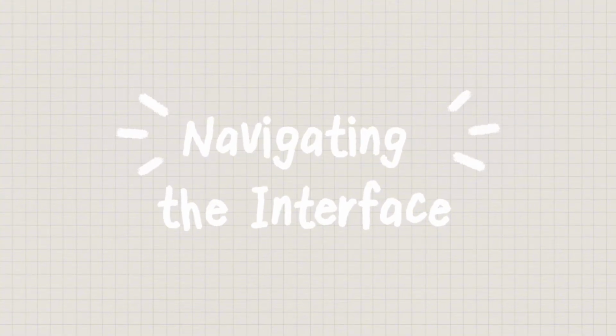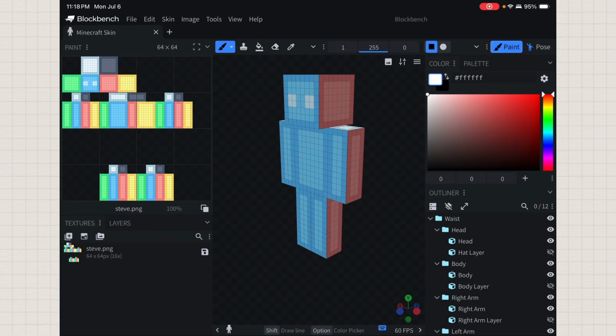Navigating the interface. So this is what it looks like. Over on the left you'll see your skin. You can draw on it from here. If you want to undo something or redo something, hit undo or redo. Below that we have textures and layers. I wouldn't mess with the textures unless you know what you're doing. Over here with layers, it's a different story.